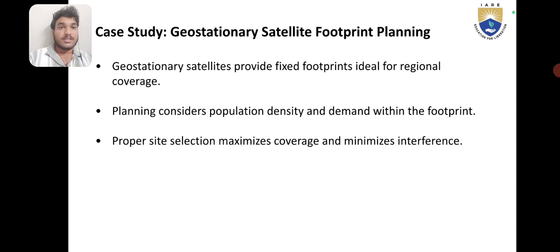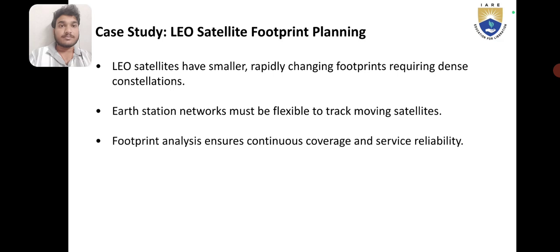Case study: Geostationary satellite footprint planning. Geostationary satellites provide fixed footprints ideal for regional coverage. Planning considers population density and demand within the footprint. Proper site selection maximizes coverage and minimizes interference.